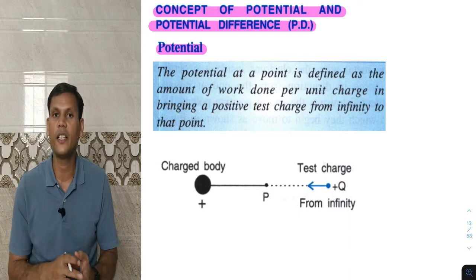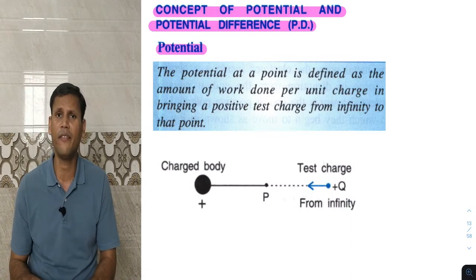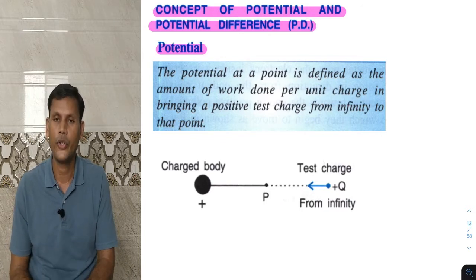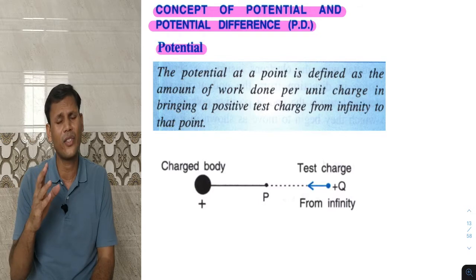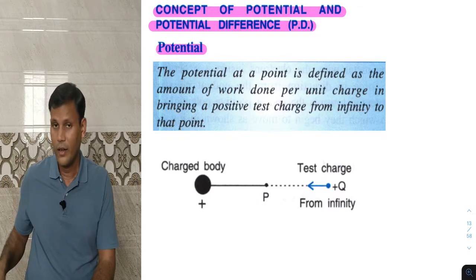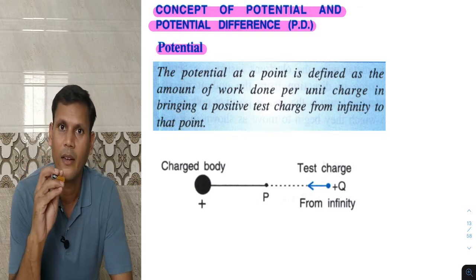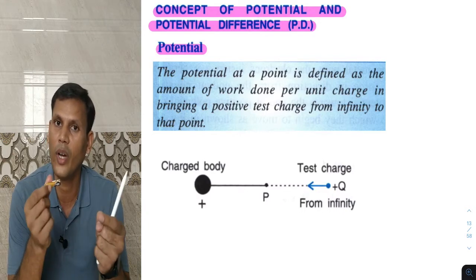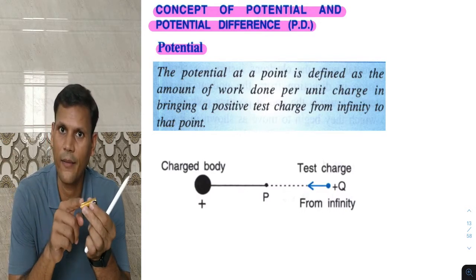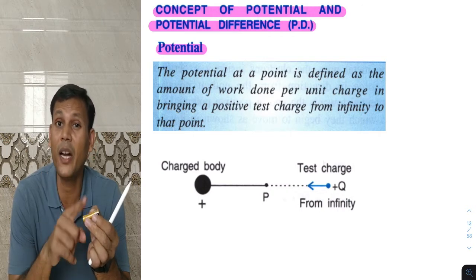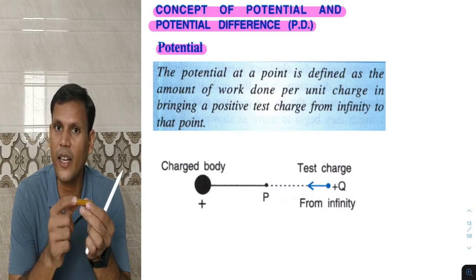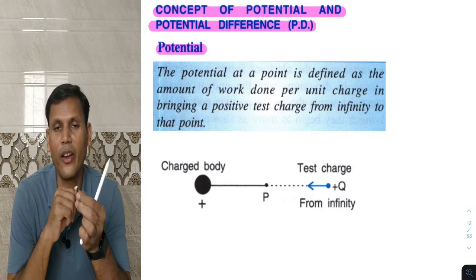What is the potential and potential difference? I think this is the first time we are listening to it. We will talk about one thing. This is a cell, not a battery, because it has only one positive terminal and only one negative terminal. A battery is a number of cells. This is the positive terminal and this is the negative terminal of this cell.